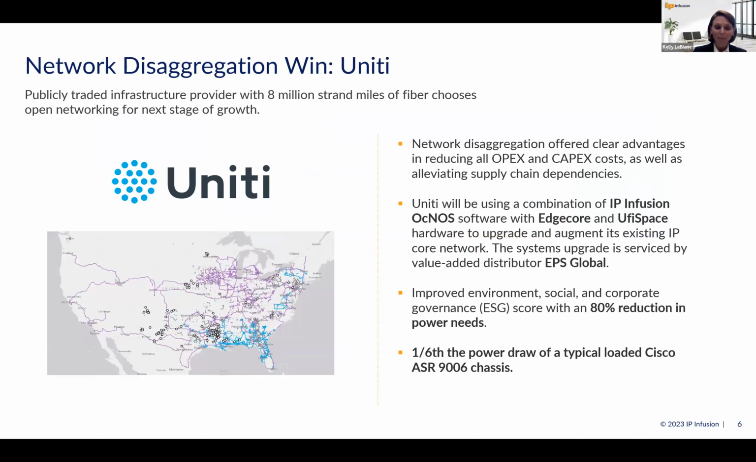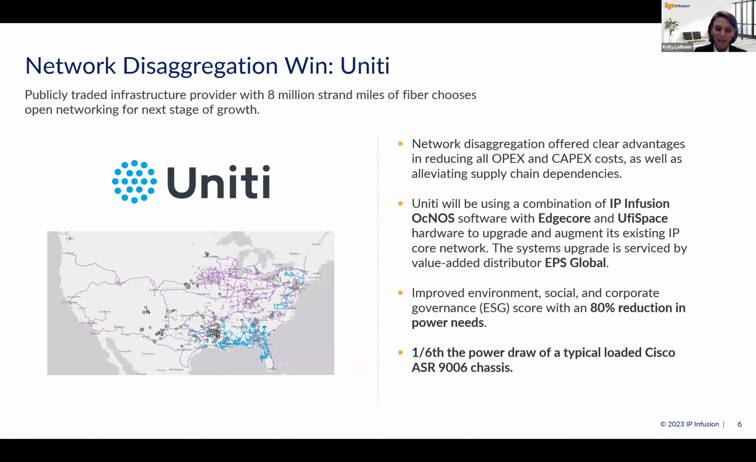Now, before we learn about Graham's open networking journey at Uniti, I want to introduce the use case that we're speaking about today. Uniti is a publicly traded infrastructure provider with 8 million strands of fiber. IP Infusion and EPS Global have been working with Uniti for some time now to support them along their path to open networking for their next stage of growth. So Uniti is using OCNOS, which runs on a combination of hardware provided by EdgeCore and Uniti space to upgrade and augment its existing network. The systems upgrade is serviced by EPS Global.